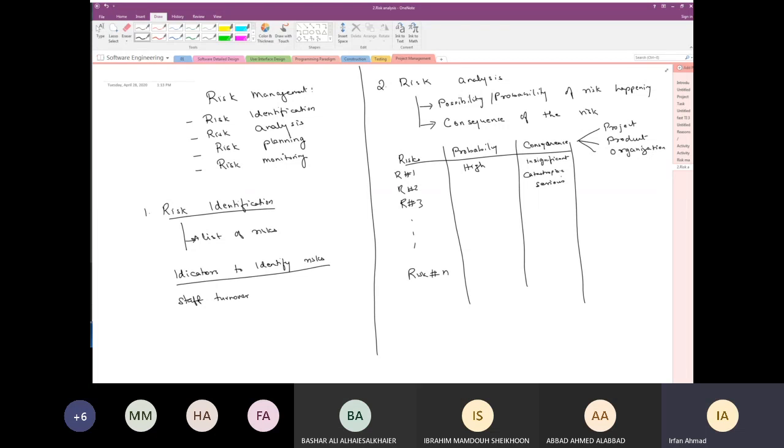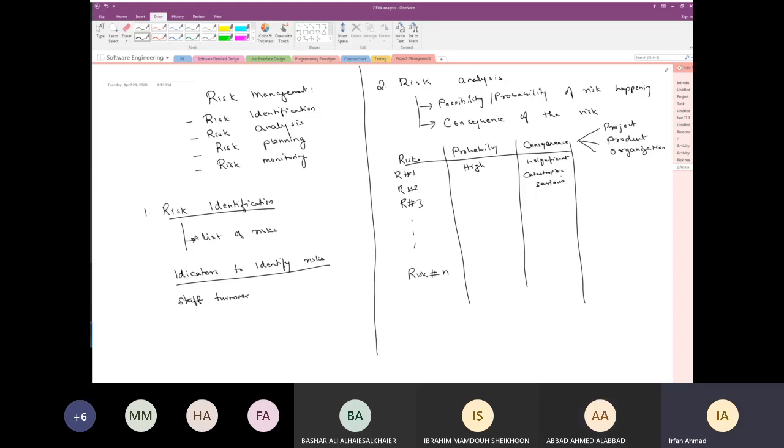So we said a member dropping the course, the possibility or the probability is low. But what is the consequence for the team if he in fact drops the course? Maybe the consequence is going to be serious because you have a 4 or 5 member team, and if one of the members drops, you're going to have serious consequences. Is this idea clear? What's the difference between the possibility of the risk and the consequence of the risk? Yes? Makes sense, right?